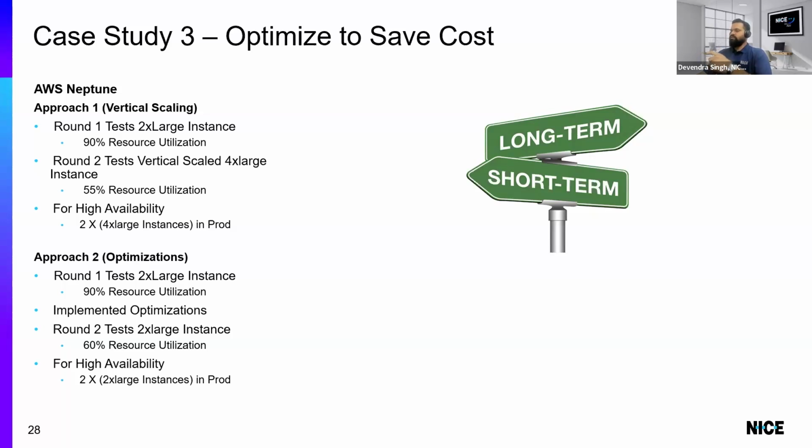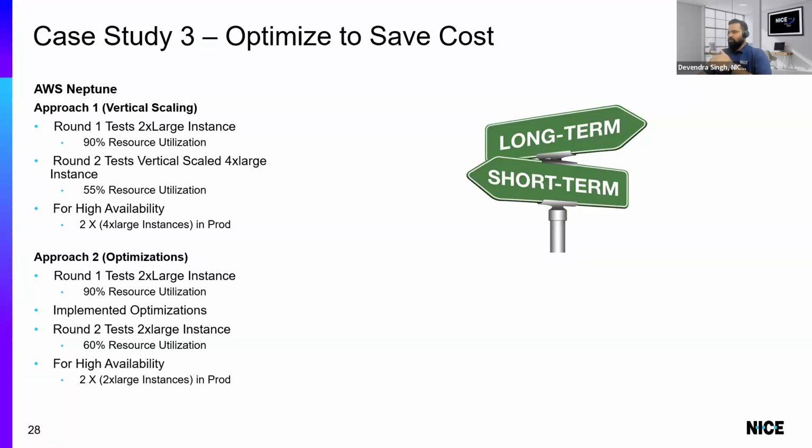And they are good to go. There was another requirement of high availability, and to cater to this, they decided to go with two 4x large instances in production. In the second approach, they tried to optimize rather than go to vertical scaling. So they improved their graph data model. They applied proper indexing, aligned the relationships with the query pattern, and used filters effectively. After making these changes, they were able to support the expected load that they tested in round one. In round two, they got the resource utilization down to 60% from 90% after doing these optimizations.